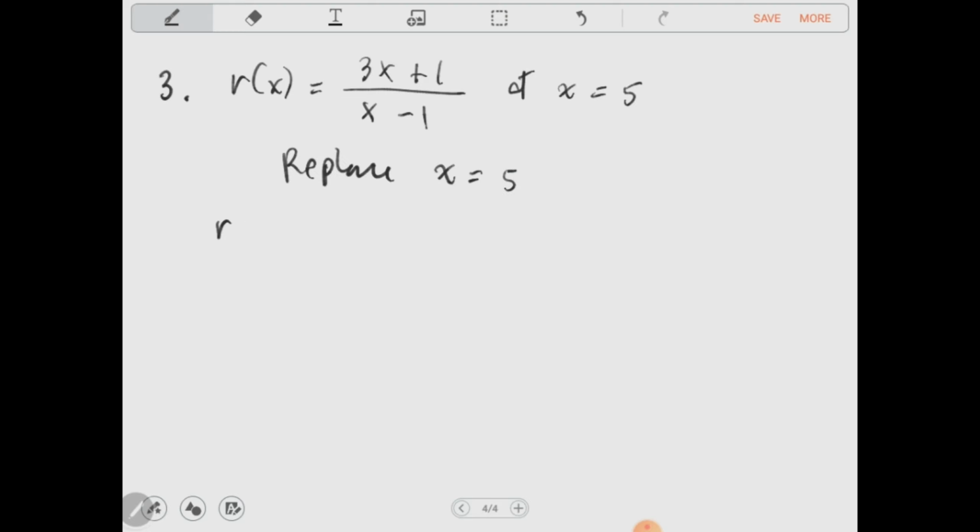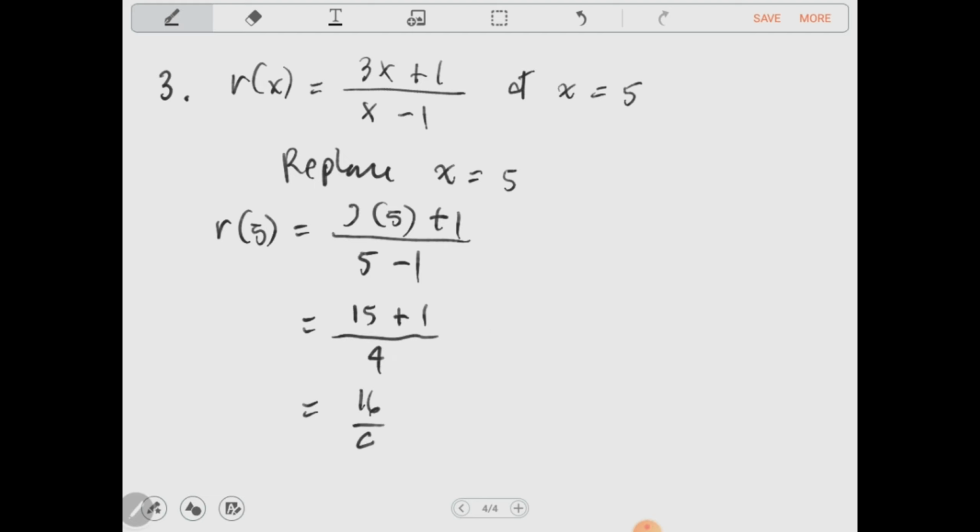So you have r of 5 equals 3 times 5 plus 1 over 5 minus 1, and then perform the operation using PEMDAS. So you have 3 times 5 is 15 plus 1. 15 minus 1, you have 4. You have 16 over 4. You have 4. So if x equals 5 in this function, your y would be equal to 4. The ordered pair would be 5, 4.